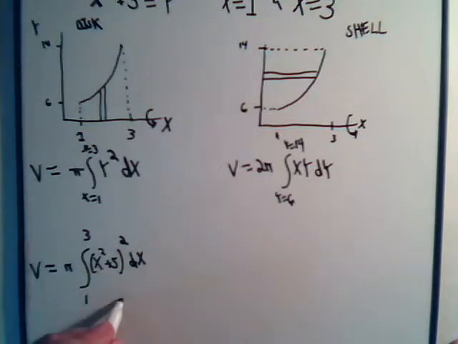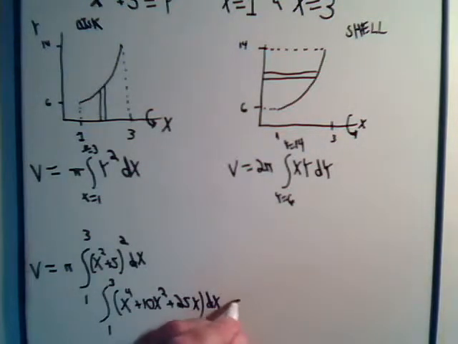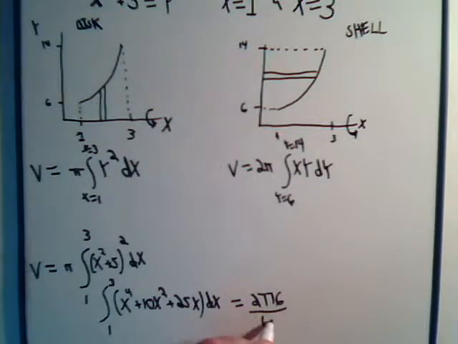So there's not much to the integral really. This would be x to the 4th plus 10x squared plus 25 dx, and you're integrating that from x equals 1 to x equals 3. And you can see that's not a difficult integral. You can almost do it in your head for each of these individual steps. And you do that and then crunch the numbers, taking values of x equals 3 and x equals 1 and doing the subtractions and so forth. And I think the volume comes out to be something like 2,776 divided by 15 times pi.